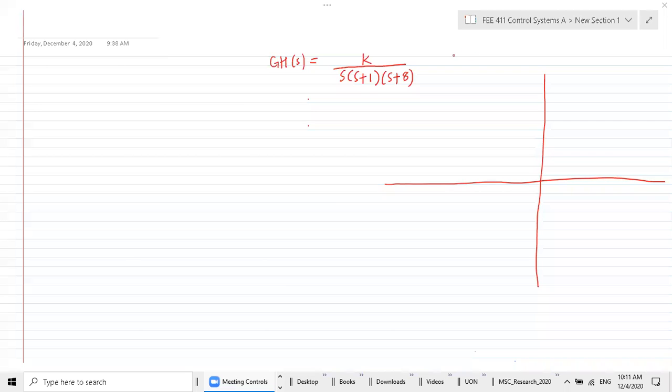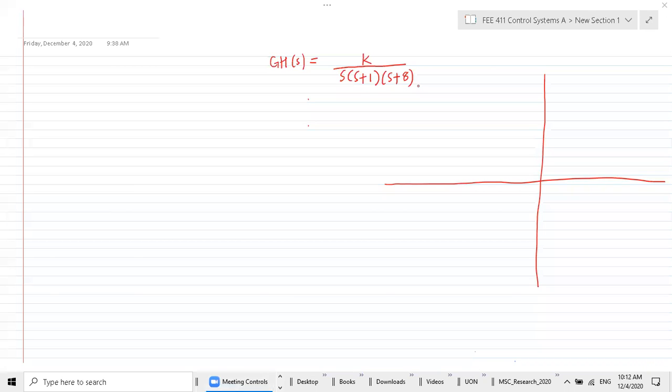Okay. So as I was saying, I'll go through this example where G of S is the open loop transfer function, K over S into S plus 1 into S plus 8.